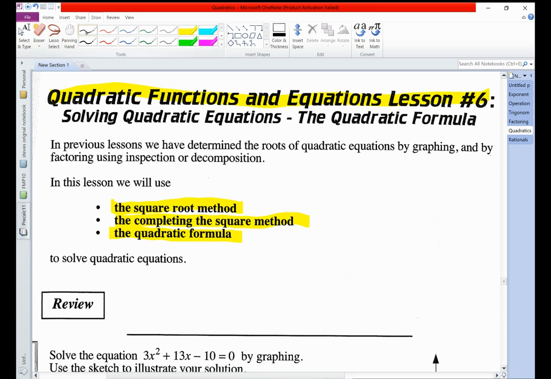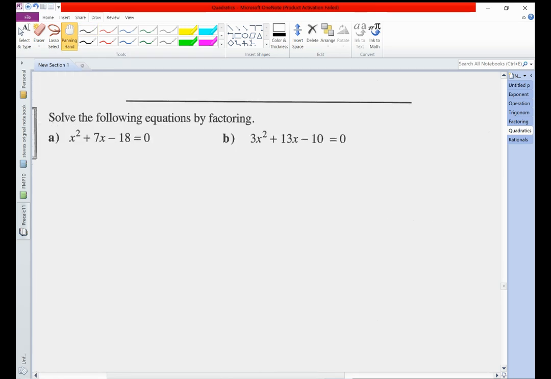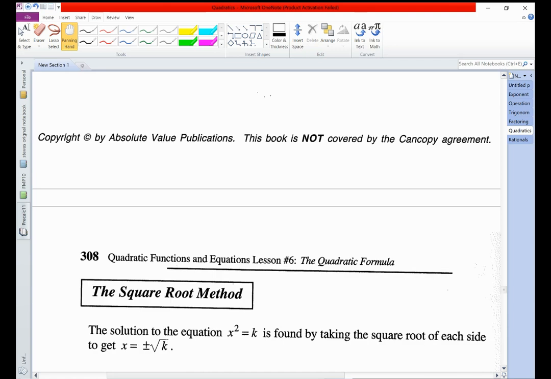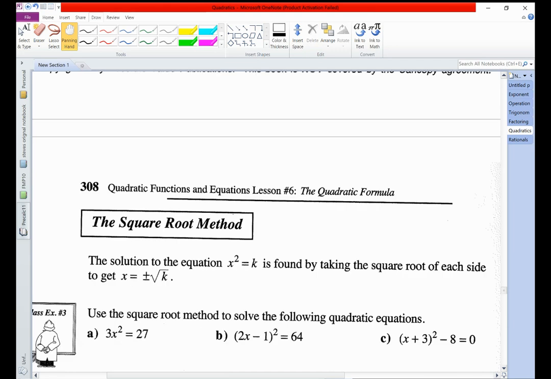So what I'm going to do is skip over the review. We don't need to remember how to factor. We did a whole unit on it, and it wasn't that long ago. So let's look at the square root method.